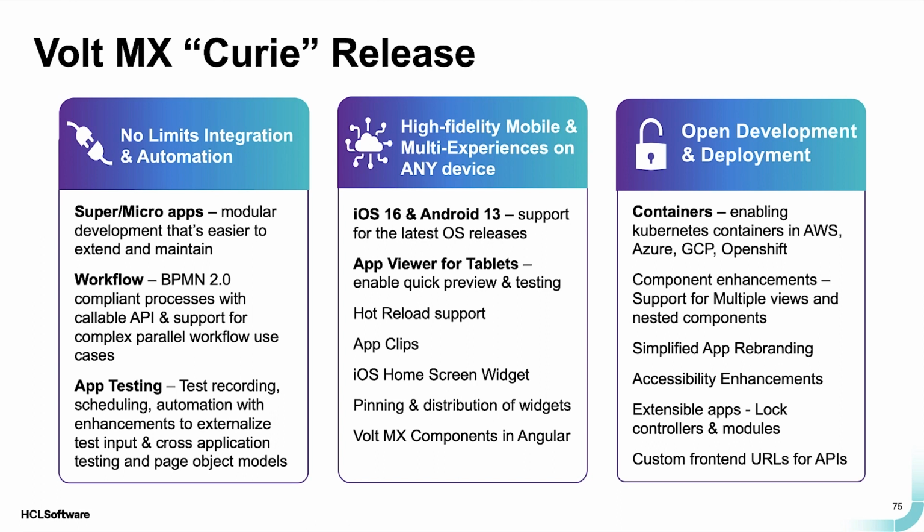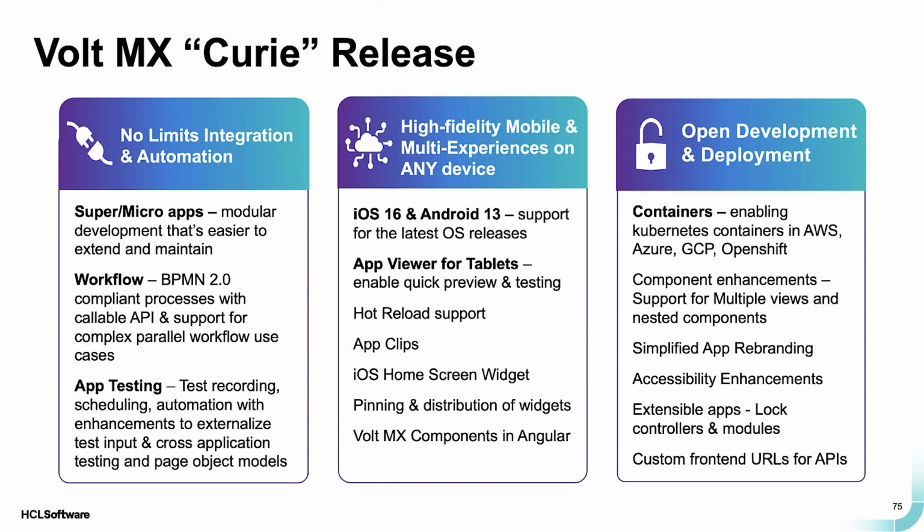We spoke about hot reload capability, wherein you can quickly preview the changes you're making in the application by just pressing Command Shift R or Control Shift R. We saw app clips, which is a functionality to do a single task from an application even without downloading the application. We saw how you can create home screen widgets for iOS apps and use different sizes for seeing content. We saw the new pinning and distribution capabilities for widgets.